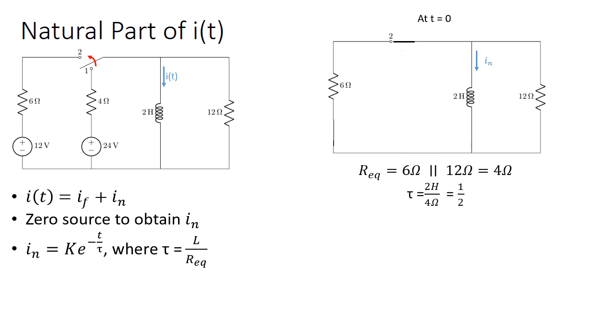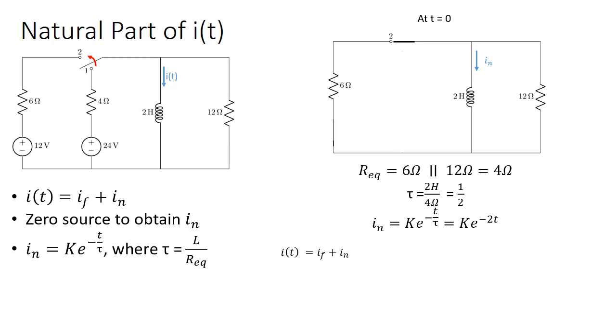And that means that tau is the inductance, which is 2 henries, divided by 4 ohms, and that gives us 1/2. So now we can express I natural as k times e to the minus t over tau, and that's k times e to the minus 2t. Okay, so now we have the form of the natural response.